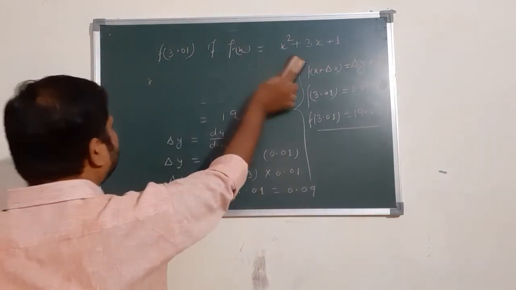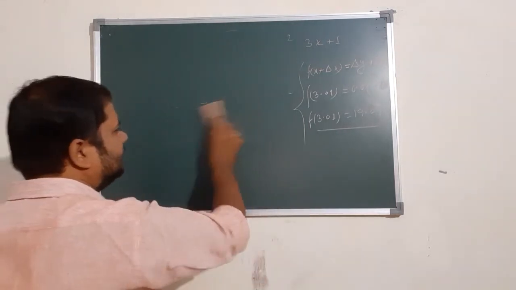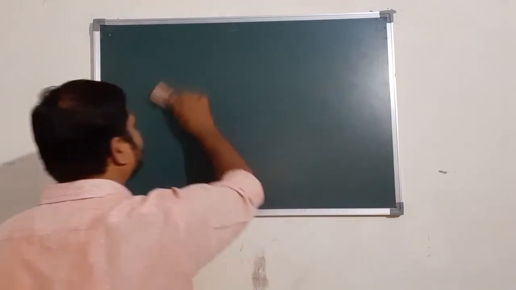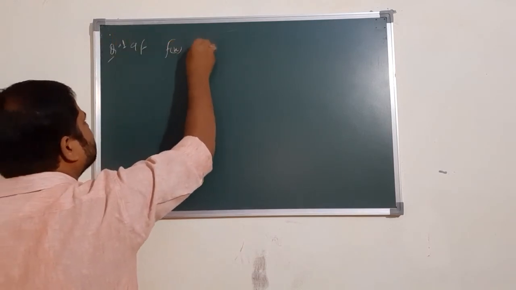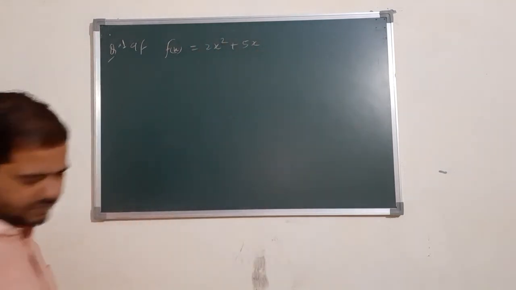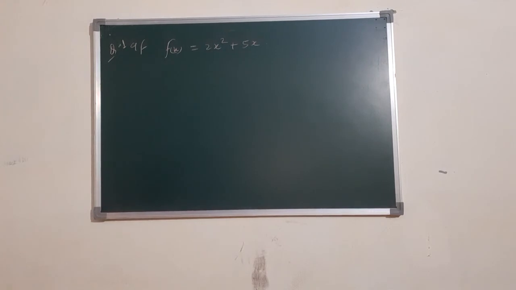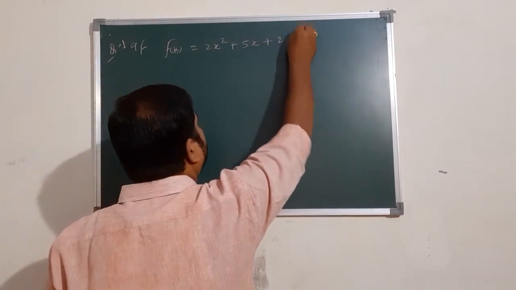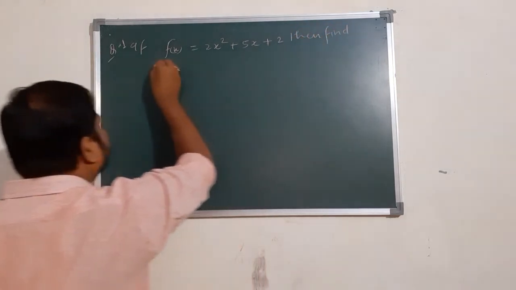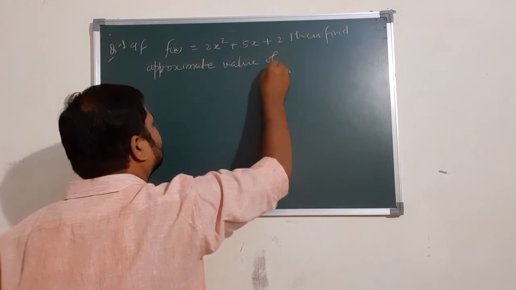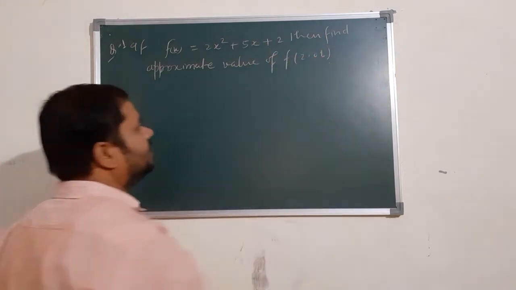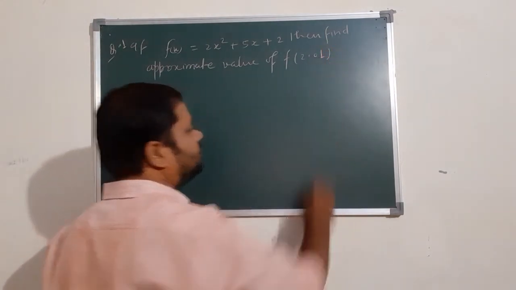Now some questions you have to write and solve. The first question is, if f(x) is equal to 2x square plus 5x plus 2, then find the approximate value of f(2.01).